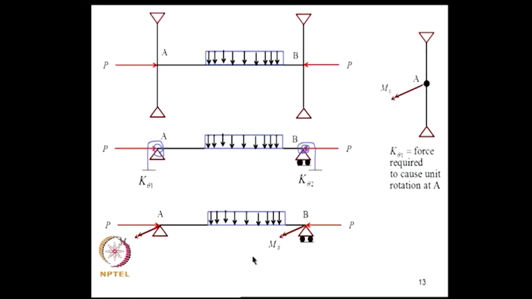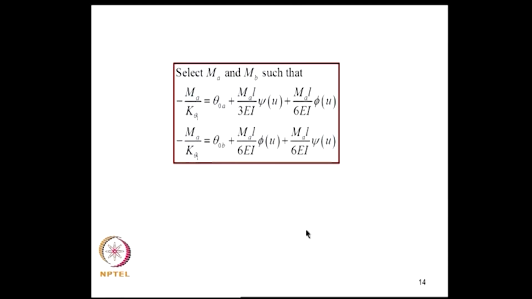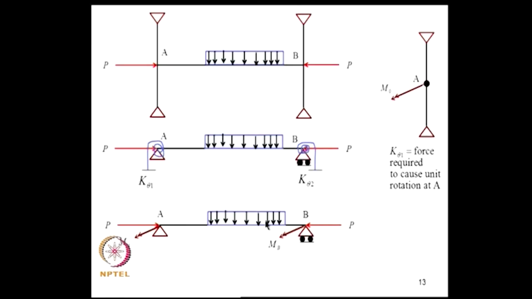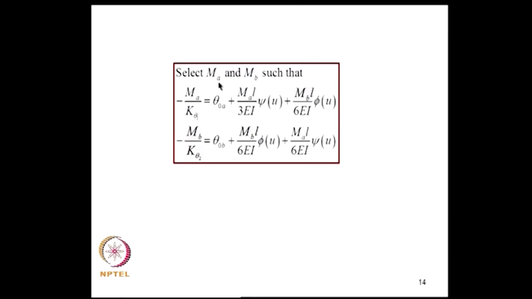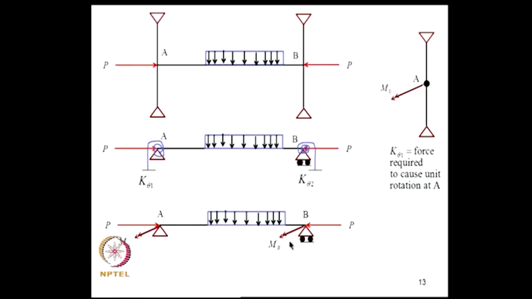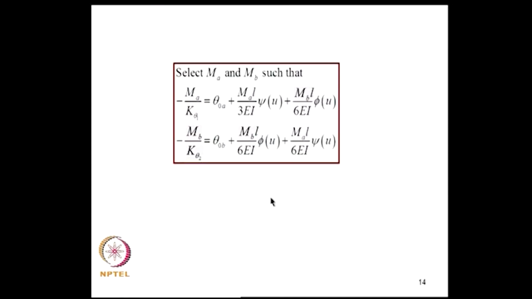So, we consider this problem where there are no end springs; we have solved this problem. Now, the solution to this problem needs to be handled as follows. We select MA and MB, which again are unknowns. Instead of solving this problem, we will solve this problem first, and the rotation here will not be 0, but it will be MA by k theta 1.